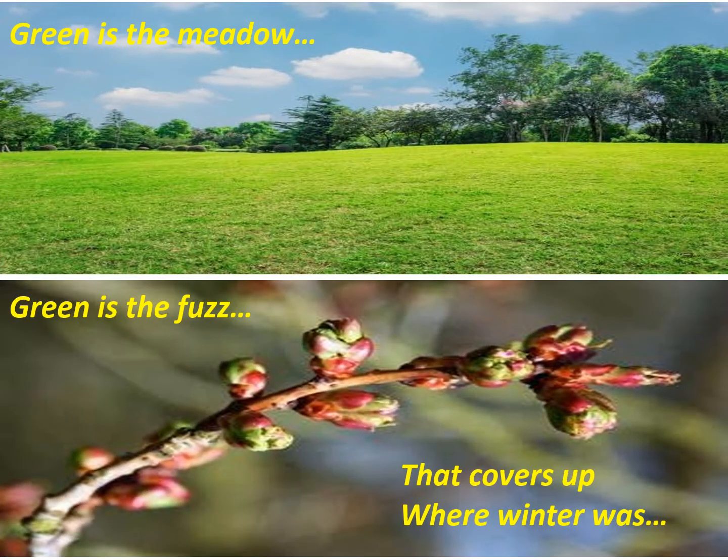Green is the meadow. Green is the fuzz that covers up where winter was. Okay, you can have a look at the meadow. Pastures. Green pastures having green grass on them. People usually take their cattle to get them grazed. The cattle graze there. It's a nice feeling. There are certain children who try to play on the flute. It's a rejuvenating thing. It's a nice thing.